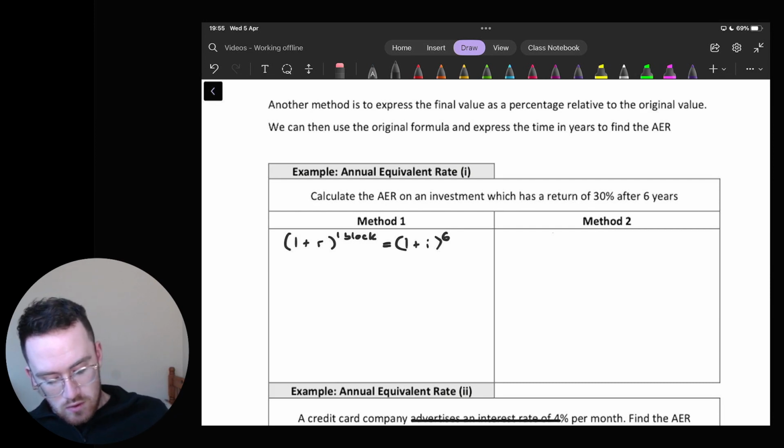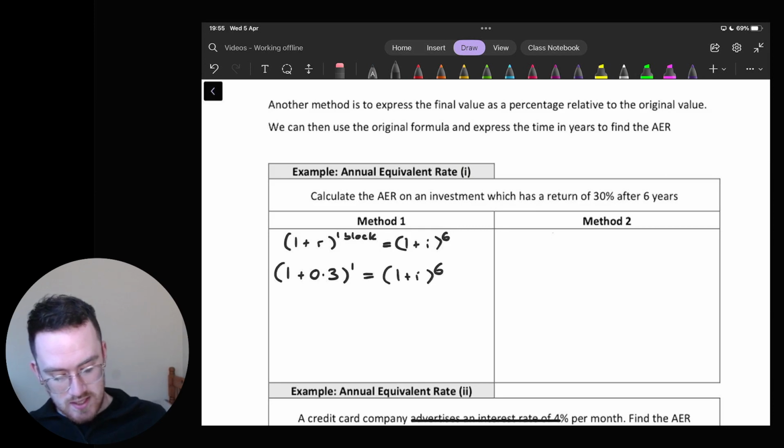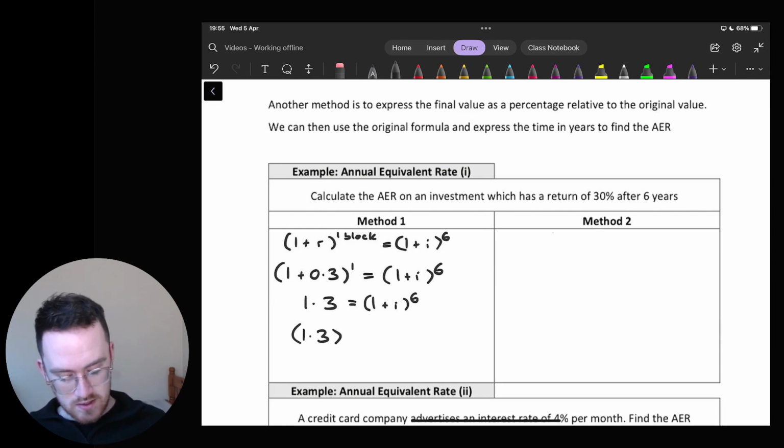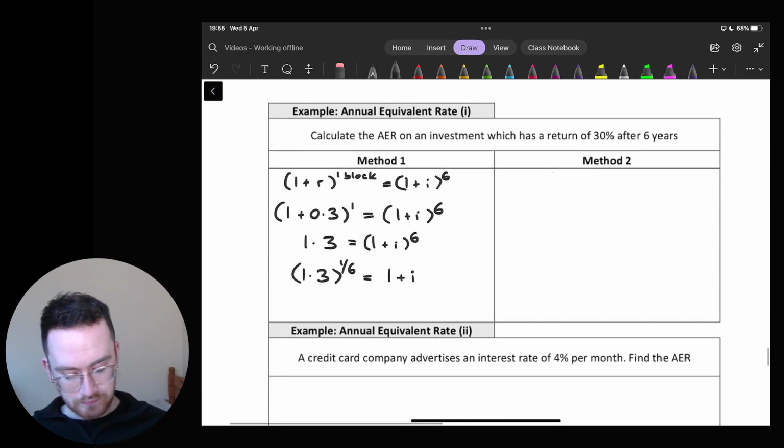So following that on, we know that the rate here is 30%, which is 0.3. And that's equal to 1 plus I to the power of 6. So 1.3 is equal to (1 plus I) to the power of 6. Then I need to do the sixth root, if you like, and the sixth root is the same as the power of 1 over 6. So 1 plus I equals 1.3 to the power of 1 over 6, and we can work this out.